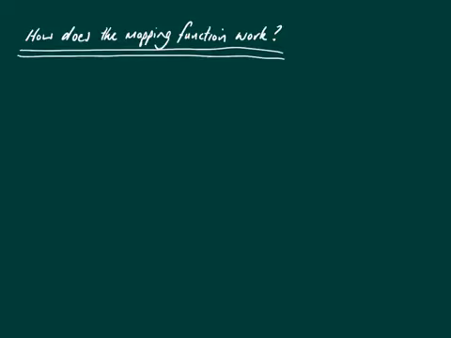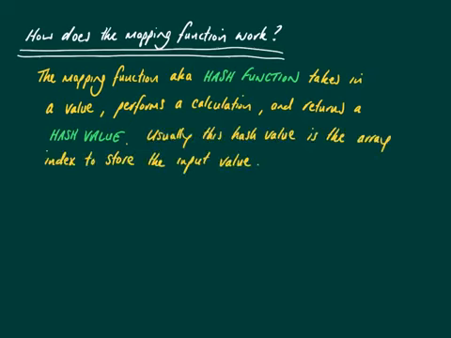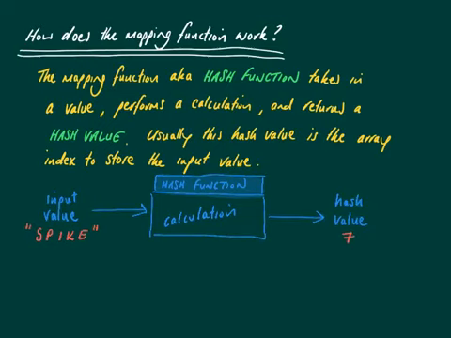So let's talk about how this mapping function actually works. As I said, it's also called a hash function. It takes in some value, it performs a calculation on that value, and it returns a hash value. Usually this hash value is the array index that is going to be used to store the input value. So if we take an input such as spike and we pass it into the hash function, a calculation is performed, and then the hash value that's returned from it would be, in this case, the array index 7.